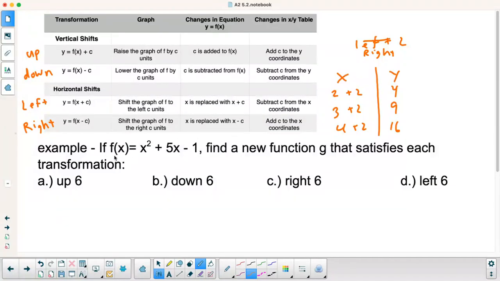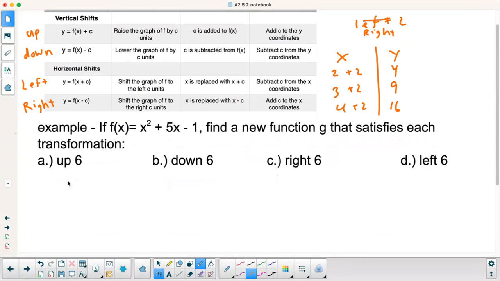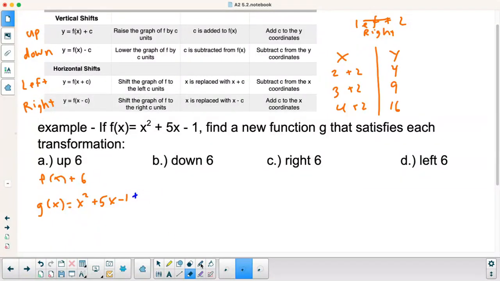All right, so here's a quick example. Here's f of x equals x squared plus 5x minus 1. Find a new function g that satisfies the transformation. So up 6. You're going to take f of x and just add 6. So g of x equals x squared plus 5x minus 1, this is my f of x, and then plus, not 1, plus 6. Let me erase it and try it again.